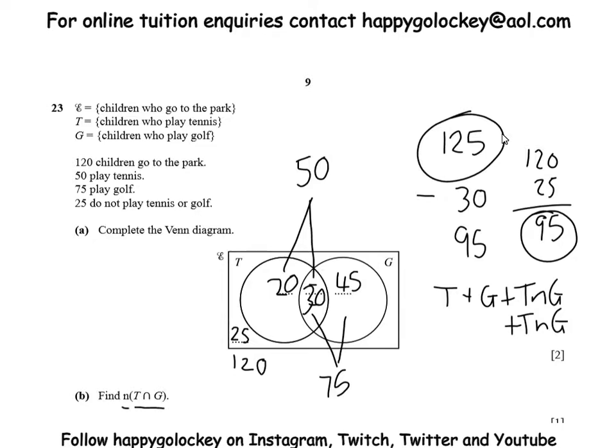Part B then, if we look at the number of people that played tennis and golf together, now that we've filled in the middle section there, combined tennis and golfers together, we worked out that was 30. That's our answer. The number of people who played tennis and golf was 30.